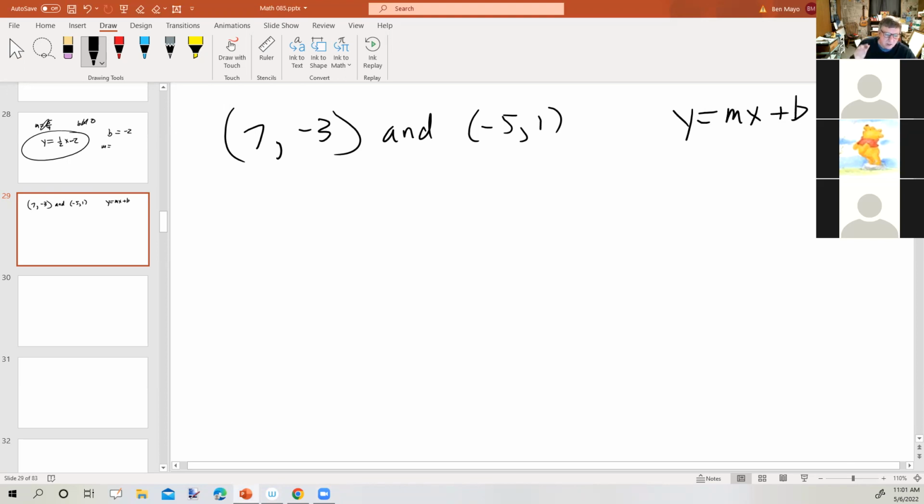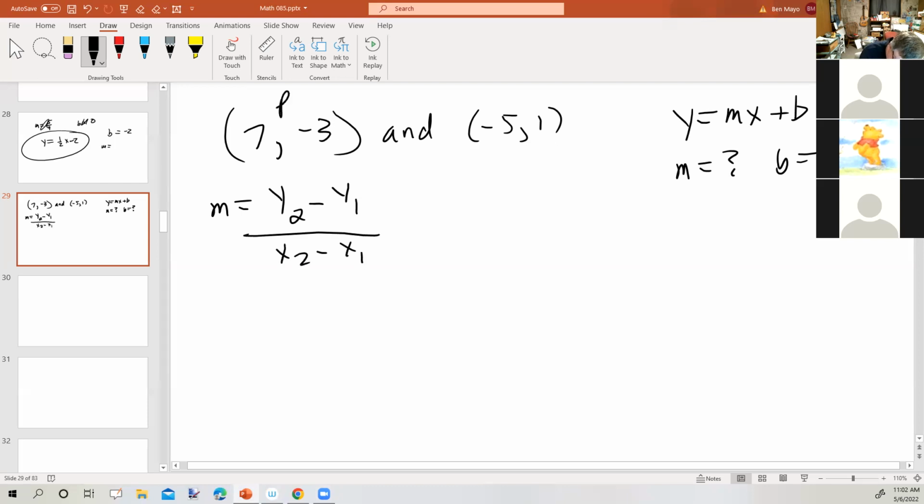Okay. To do that, I need two pieces of information. I need the slope and I need the y-intercept. If I had those two pieces of information, I could plug them right in and have the equation, right? I don't have either one. However, I do have the slope formula, which given 2 points on the line, I could get the slope. So I'm going to use those 2 points to find the slope.